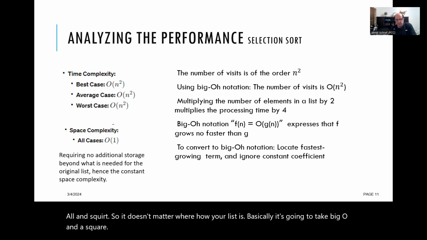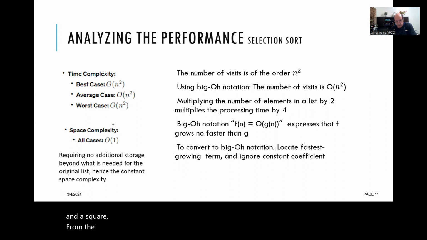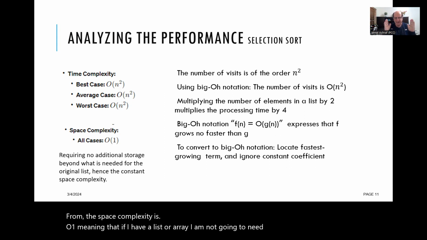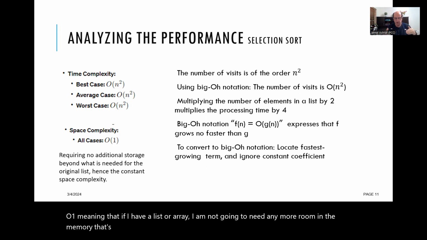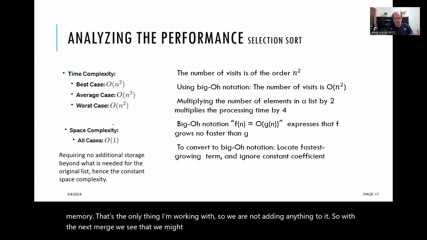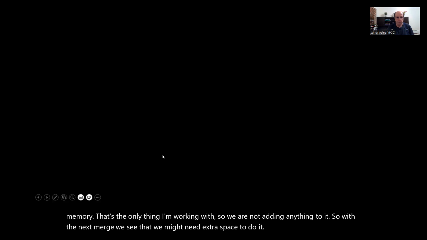From the space complexity, it's O(1), meaning that if I have a list or array, I am not going to need any more room in the memory. That's the only thing I'm working with. So we are not adding anything to it. So with the next one, merge, we see that we might need extra space to do it. So this was for the selection sort. I'm going to stop this one right here, and then we're going to come back for the other.